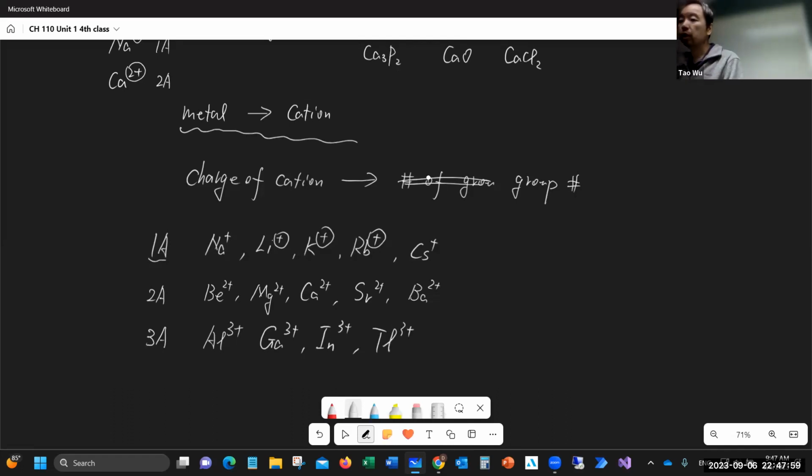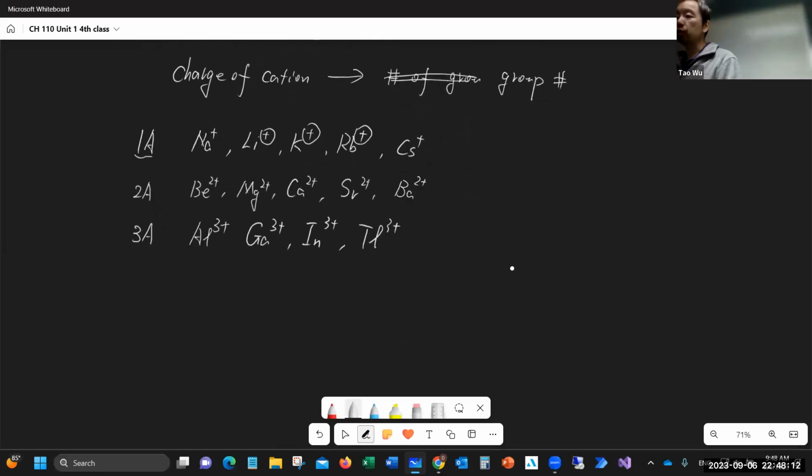Okay, so these are the common things we see. For metals, if they lose electrons to form an ion, generally the positive charge is equal to their group number. Non-metals have similar rules, with trends that are not exactly the same. Non-metals usually have a negative charge, which is an anion.